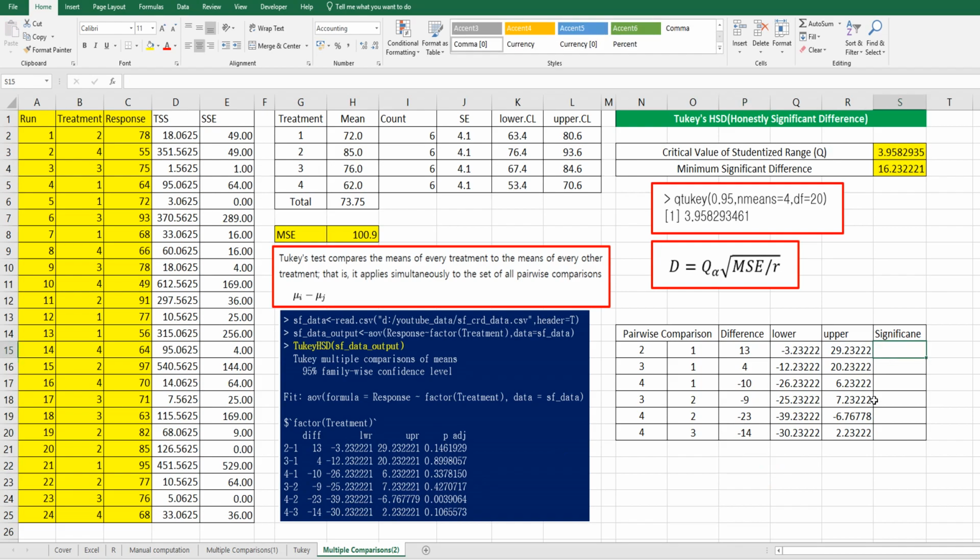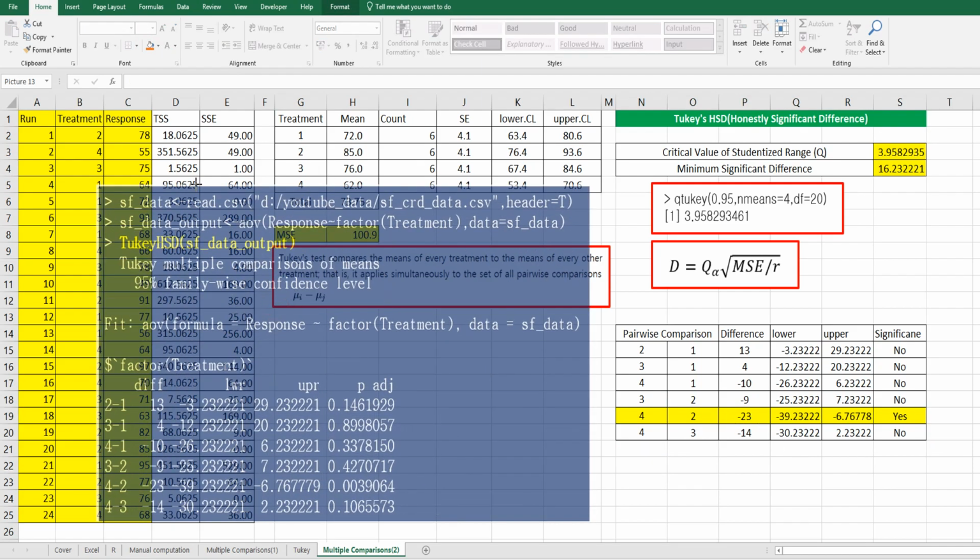So for significance label, if this difference, but there is a minus, so we can use ABS function, absolute of difference is greater than minimum significant difference, press F4, then let's say yes, if not, no. So between treatment 4 and 2 shows a statistically significant difference.